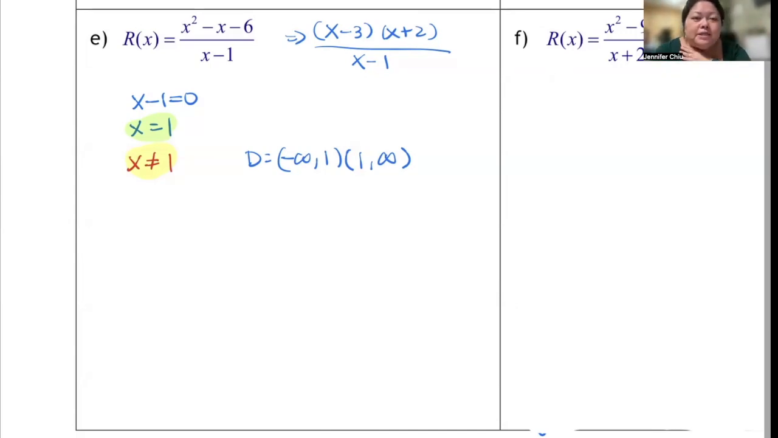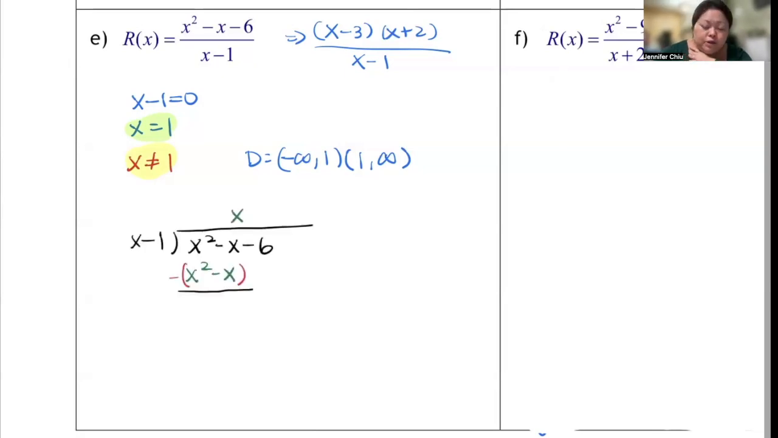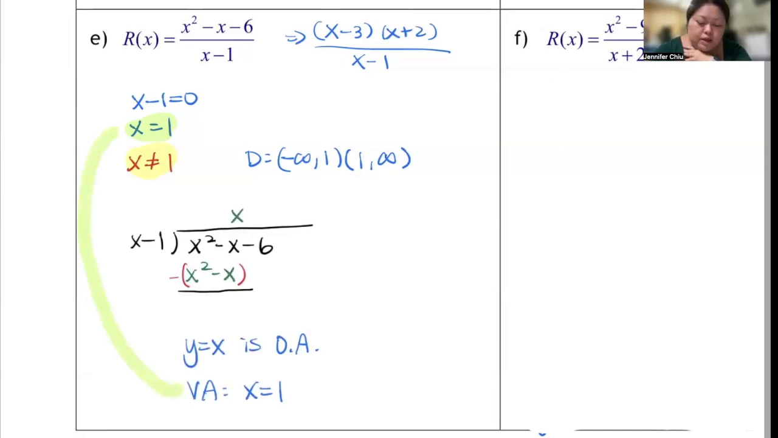All right. Because the top degree is 2 and the bottom degree is 1, you're going to have to do long division to figure out what your quotient is. Once you have your quotient, you can see that y equals x is your oblique asymptote. And don't forget your vertical asymptote, coming back to this part right here, is going to be x equals 1. So again, don't forget that this y equals x came from your quotient, and that would be your answer for your oblique asymptote.